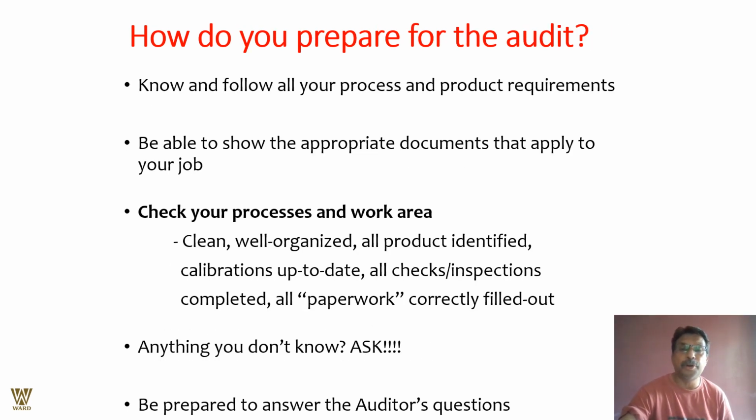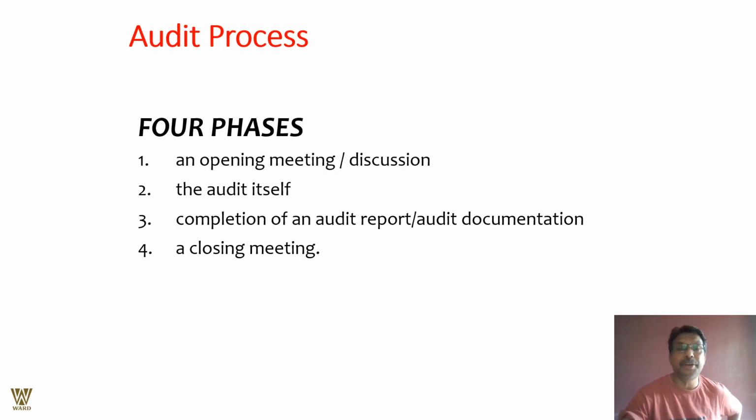How do you prepare for an audit? Know and follow all your processes and product requirements. Be able to show the appropriate document that applies to your job. Check your process and work areas are clean and well organized. All products need to be identified. Calibration up to date, all checks and inspections completed, all work done and dusted, and correctly filled out. Anything you don't know, please ask. Be prepared to answer auditors' questions every now and then.